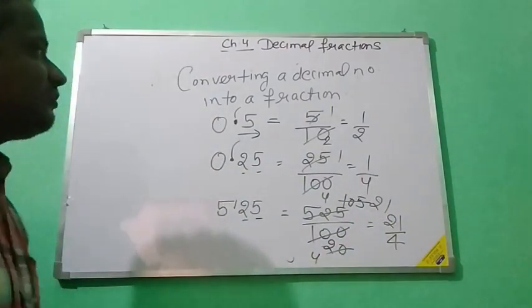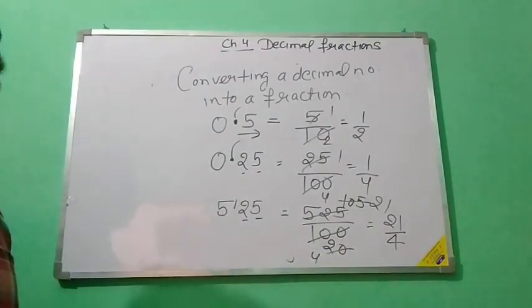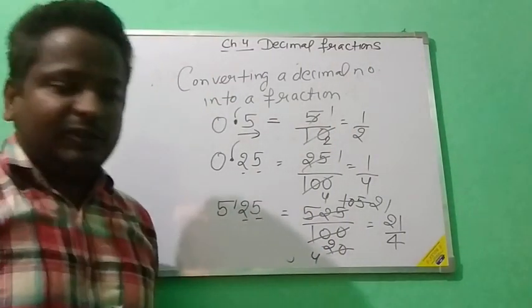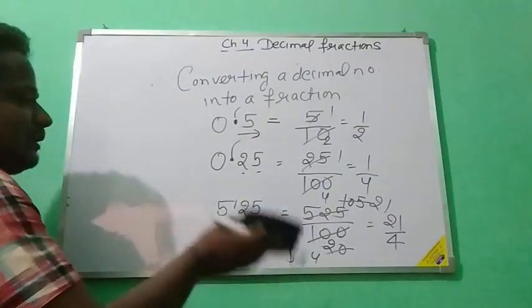So in this way you can convert a decimal number into a fraction. Now we will look at how you will convert a fraction into a decimal number.